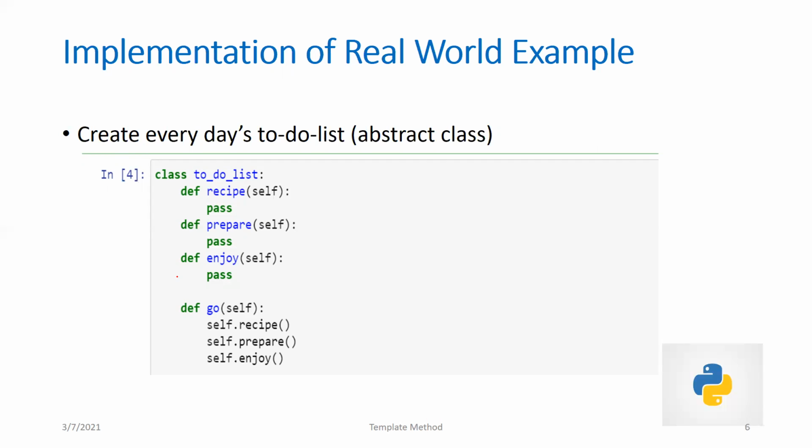So he has to do all the things that are written in the to-do list, but in a different way. Of course, he has to do lunch. He has to have lunch every day. This is a compulsory task. This is a regular task. It should not be avoided, but we have to change the recipe.